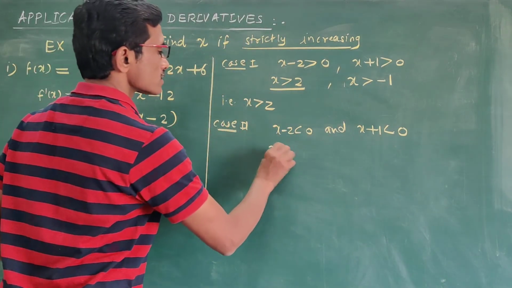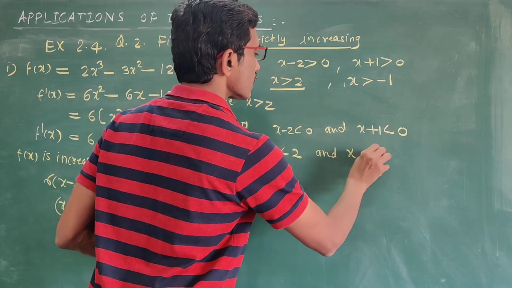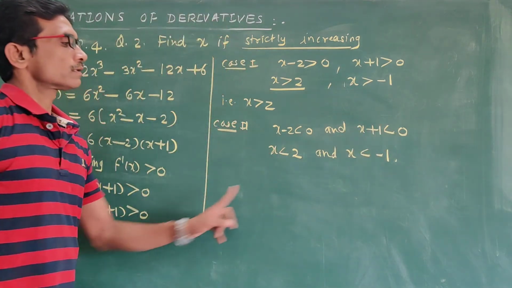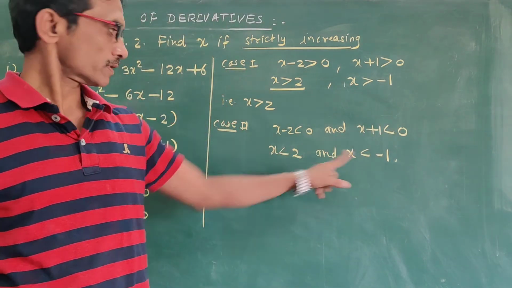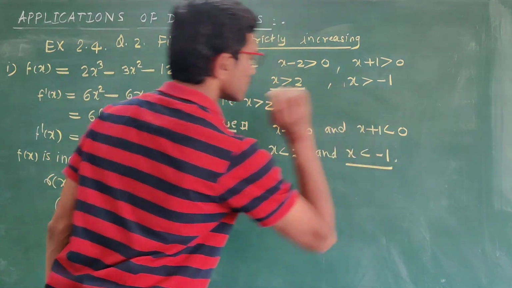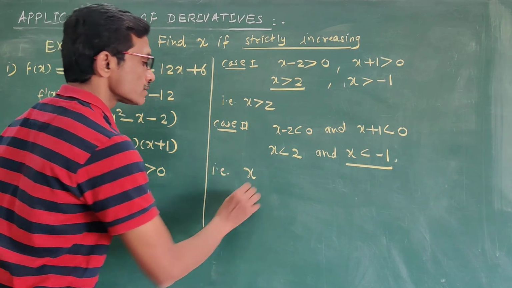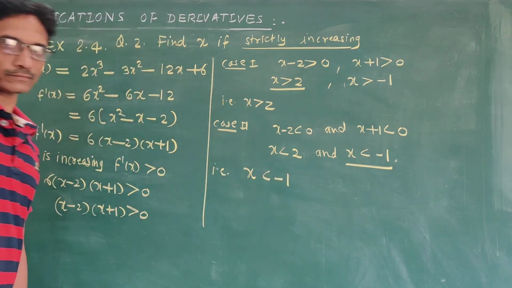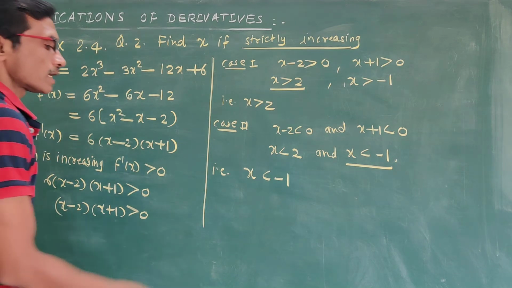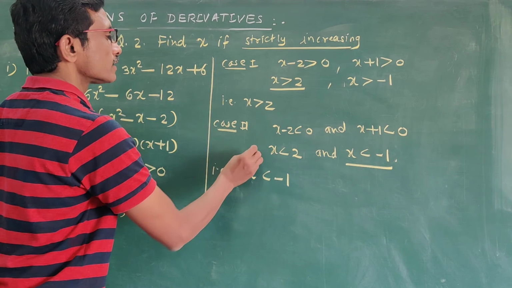That means x is less than 2 and x is less than minus 1. Smallest number से less than है, इसका मतलब वो greater number से भी less है. So we consider this x is less than minus 1. So our answer will be what? x is less than minus 1 and x is greater than 2.